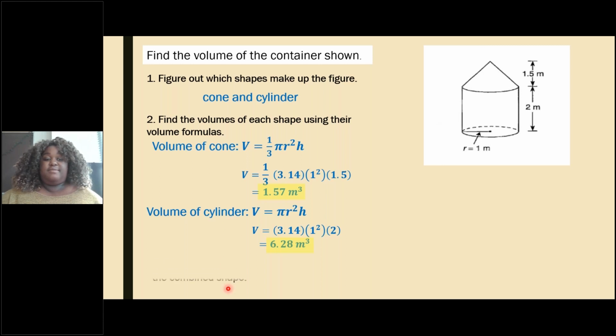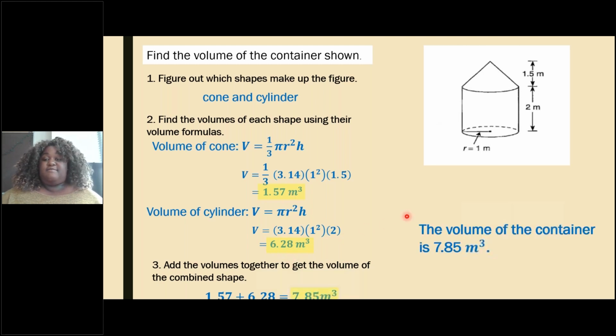And then our next step is to add the volumes together to get the volume of that entire container. So we'll be doing 1.57 plus 6.28, and that'll give us 7.85. And hopefully you can see that at the bottom there. So that tells us that the volume of the entire container is 7.85. As you can see through this example, we can take two different shapes, in this case because the container is made up of two, find the volume of each shape, which we did here, and then add them together to get the total value of the container.